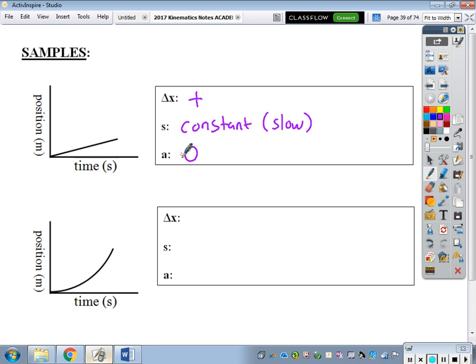Next graph. We have a curve here, but we still have a positive slope. Remember, it's like our positively sloped coffee bean, so therefore we have a positive displacement. For speed, think: what is the slope at the beginning? What is the slope at the end? Where is the 0 slope? The 0 slope is at the beginning, so that's when we're at rest or not moving. So this has to be an increase in speed. And since it is an increase in speed, our acceleration has to be the same sign as our displacement, which in this case would be positive.